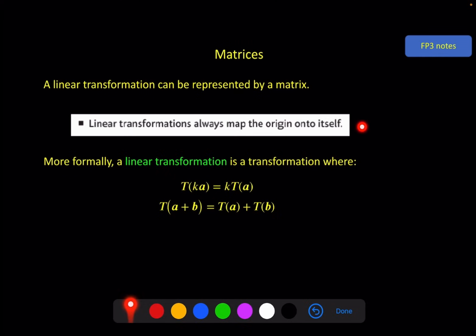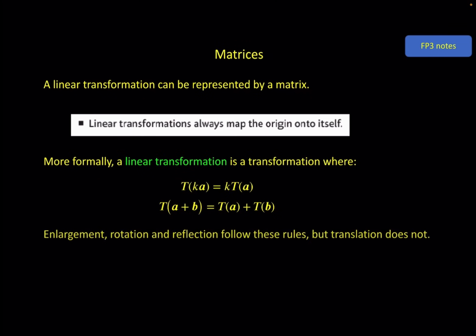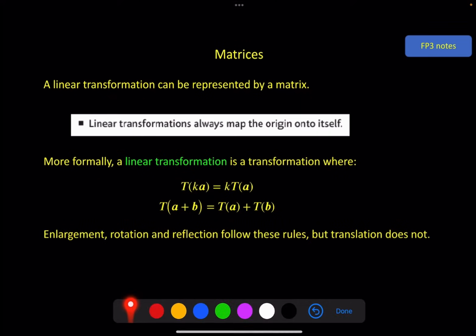And that has the same effect as this. Specifically, enlargement about the origin, rotation about the origin, and reflection along a line that goes through the origin follow these rules. But no matter what limitation you put on translation, you cannot get it to follow these rules. Any translation will not map the origin onto itself.